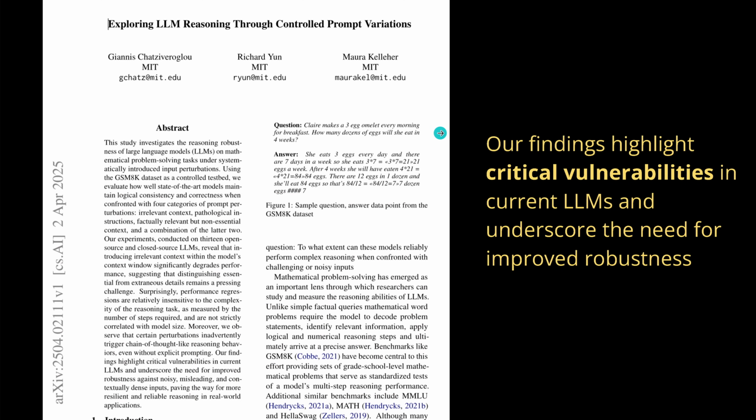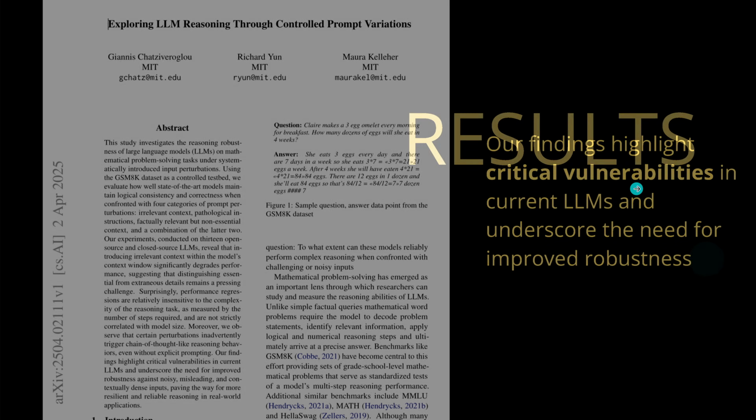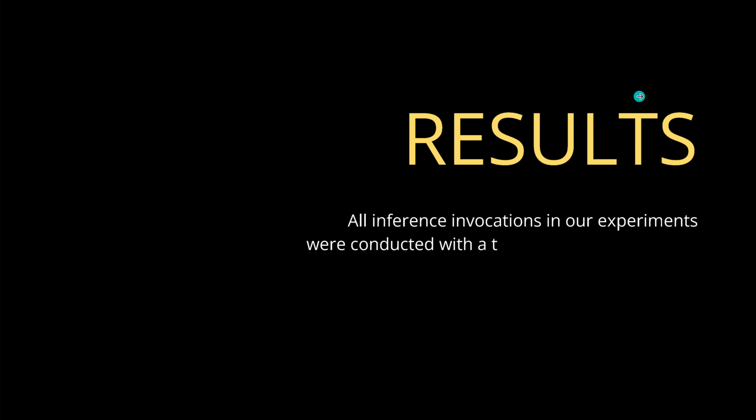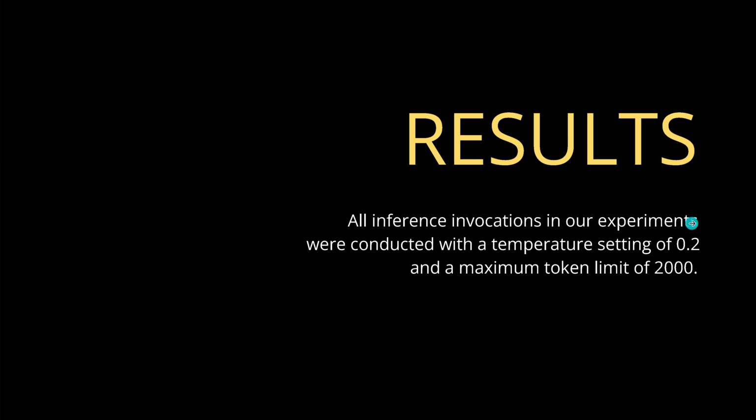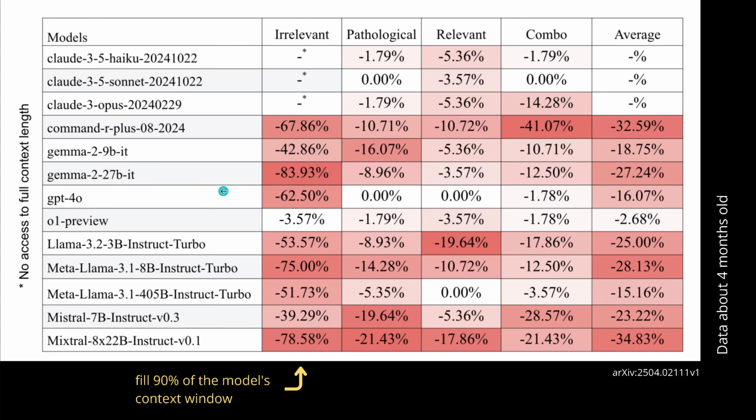It's so nice. MIT tells us our findings highlight critical vulnerabilities in the current LLMs from the last 2-3 months and underscore the need for improved robustness. And you might say, why? What are the results? The temperature setting was 0.2, the maximum token limit was 2K, but look at the result. Here we have our 4 pieces: our irrelevant, our pathological, our relevant prompts, and the combination of relevant and pathological. And then we have the average of everything. This is now really interesting.